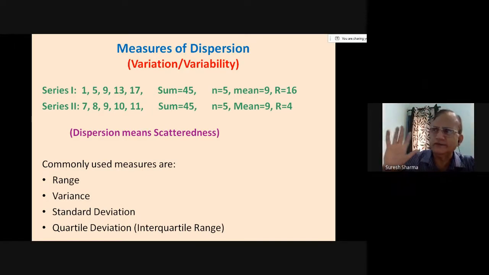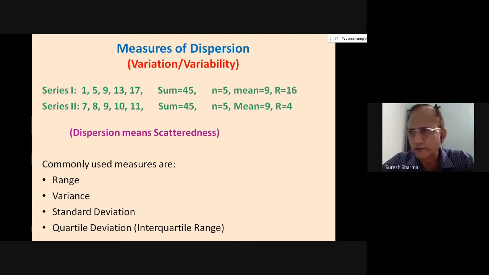Now, I'll give you a very simple example. You may be convinced that mean, median, mode can describe your data. Yes, that is true up to a certain extent, but not in total. Let me give you a simple example. Suppose this is your series 1 data and this is series 2 data. Look at this data, 1, 5, 9, 13, 17. This is 7, 8, 9, 10, 11. Take the sum of all the observations, sum will be 45. Also take the sum of these observations, sum will be 45. Number of observations in series 1 is 5. Number of observations in series 2 is 5.